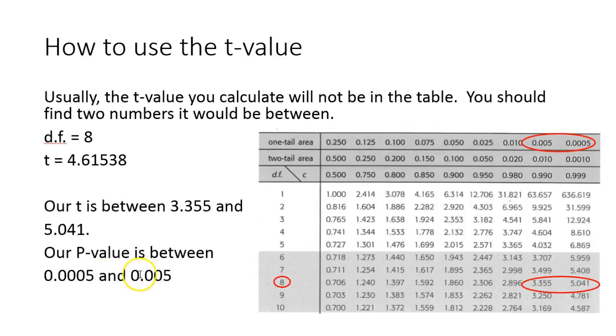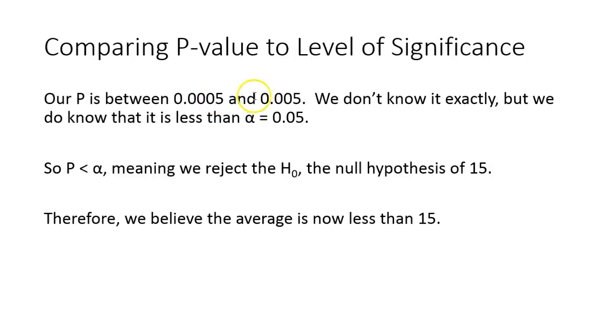numbers. So we don't know p exactly, but if we know it's in that range, and we compare it to the level of significance we had, we know that anything between here is less than 0.05. So p is definitely less than alpha here. So we're going to reject the null hypothesis of 15. So we believe that the average is now less than 15. So big change here with the sample standard deviation using the t chart to get a p-value.